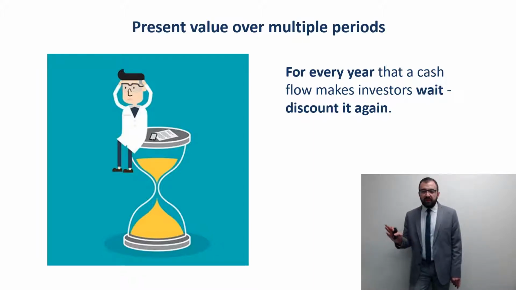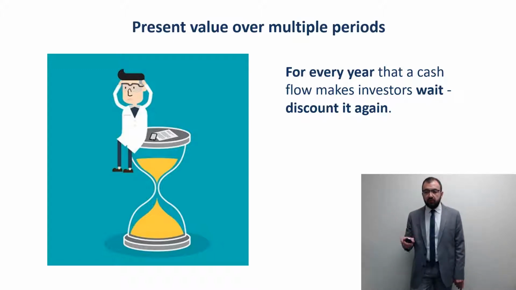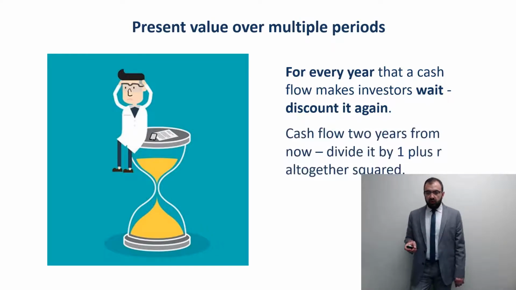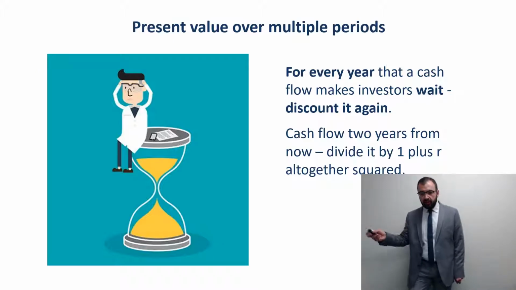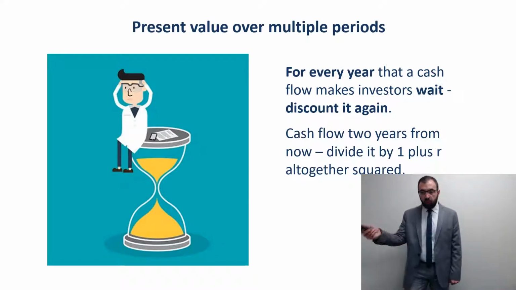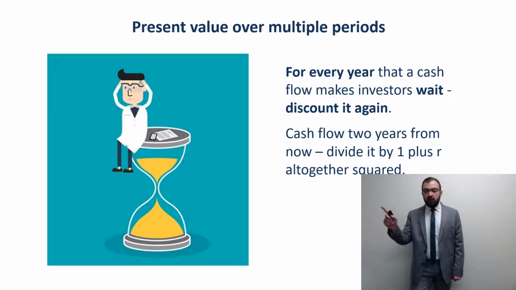Now, what if there is a cash flow that investors have to wait 2 years for? If an investor only discounts it once, they've brought it back to year one, but not back to the present. So the cash flow 2 years from now is divided by 1 plus r, altogether squared. The first time we discount, we bring it back to year one. The second time we do it, that's the squaring, we bring it back to year zero.